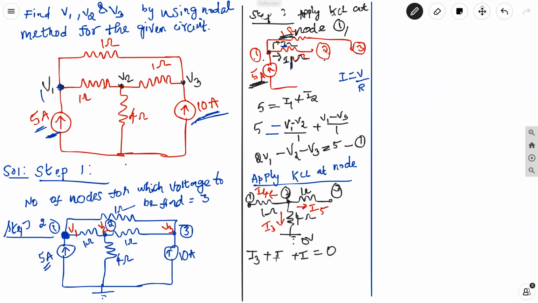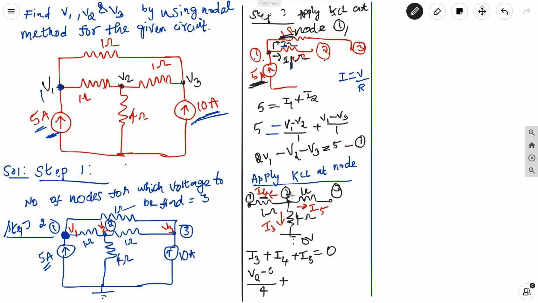I3, I4, I5. Let us try to figure out first I3. I3 is the current through the 4 ohm resistor, which is connected between node 2 and the node at which the voltage is 0. That is the ground node, right? So we can take I3 as node 2 voltage, that is V2, minus 0, divided by 4, plus I4, the current through this 1 ohm resistor, which is connected between node 2 and node 1.